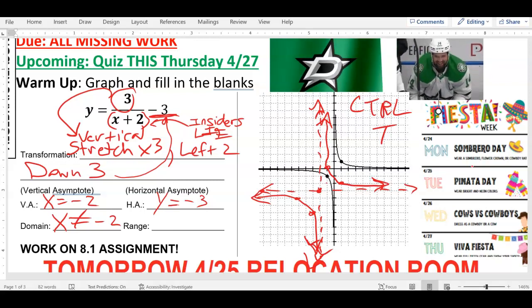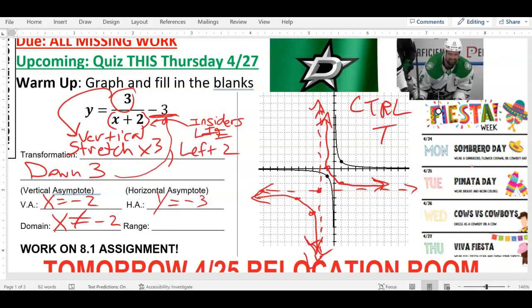No, you're not even doing the warm-up. 10-minute rule. Can you grab it and start it, please?